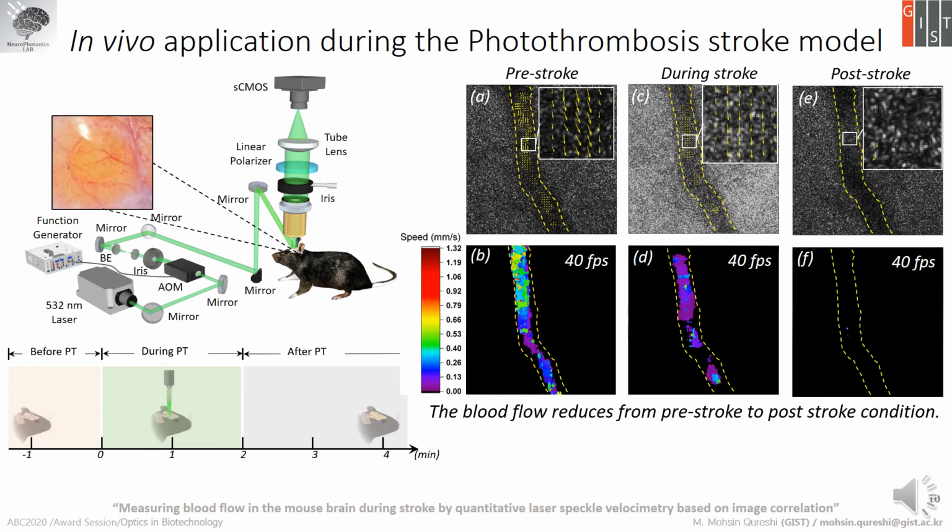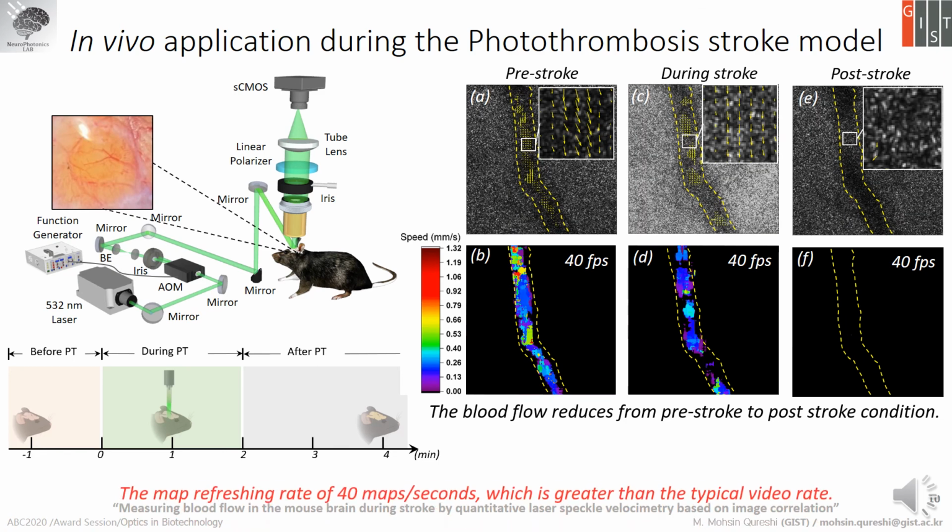The velocity direction and magnitude maps for pre-stroke are shown in figure A and B. For the during-stroke condition, it is shown in C and D. And for the post-stroke condition, the direction map and the velocity magnitude are shown in figure E and F. The refreshing rate of each map is 40 maps per second. Furthermore, it shows clearly that the flow reduces from pre-stroke to post-stroke condition.